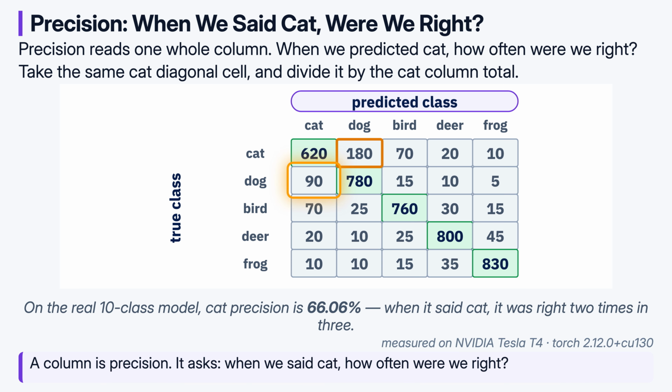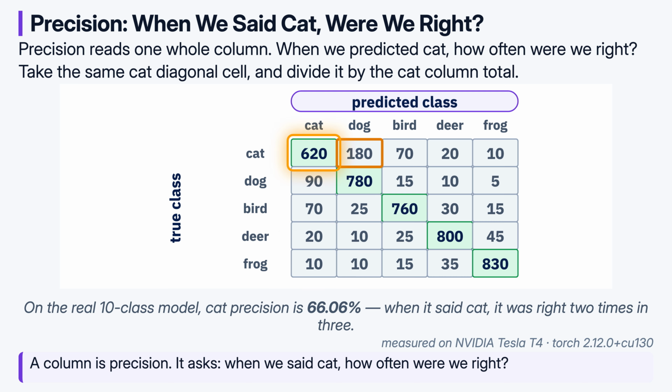Precision reads one whole column. Walk down the cat column. Here a dog was called cat, a wrong cat call. Here a bird was called cat. Here a deer was called cat. And here a frog was called cat. Each one is a false alarm.